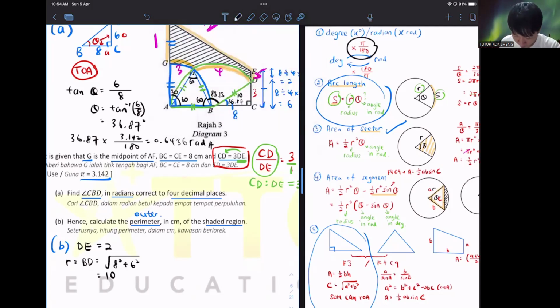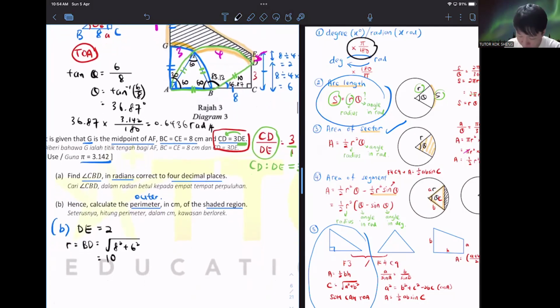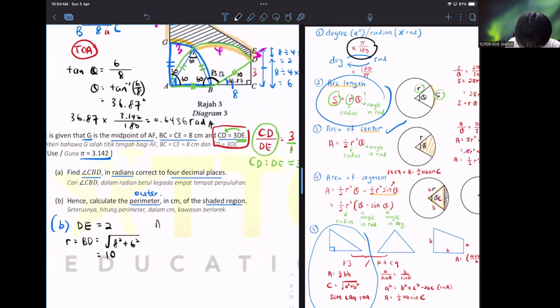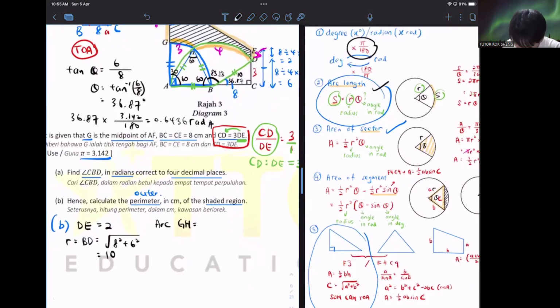So let's go. Number 3 first. We're working for number 3 first. We go 2 more later. So I go for number 3 first. GH. Follow the formula. Radius times theta. Theta 30 degree. So times pi over 180. The pi, please, 3.142 for this question. 10 times 30 times 3.142 over 180.